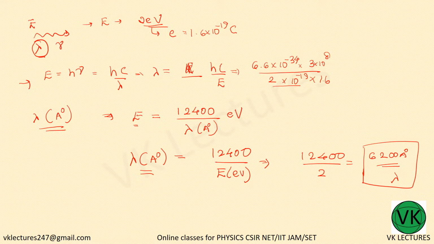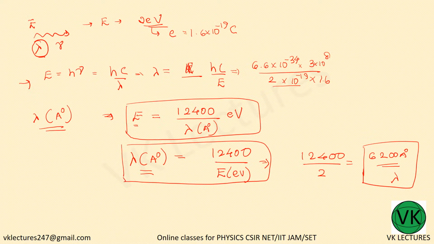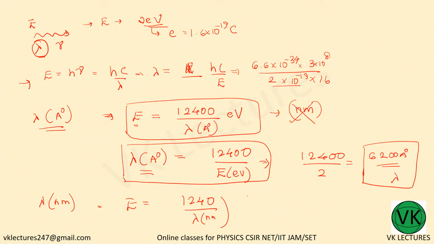If you want to find out energy, it is 12400 by angstrom. If you want to find out the wavelength, this much. Sometimes it is given in nanometer, what will you have to do? If lambda is given in nanometer, your energy is nothing but 1240 divided by lambda in nanometer. And if you want to find out the wavelength in nanometer, it is 1240 divided by energy in electron volt.